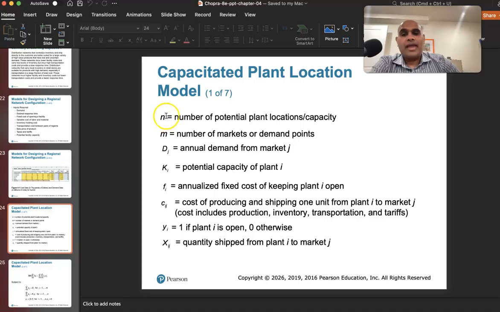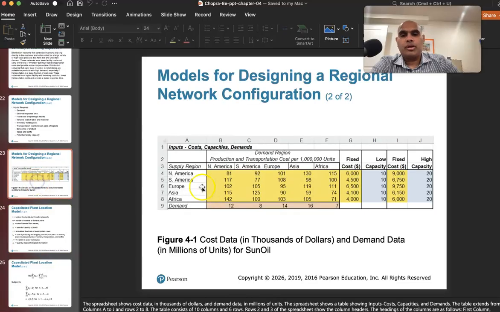And you say that N is the number of potential plant locations. M is the number of demand points, right? So N and M could be any numbers depending on the special case. Now, in this particular problem, N is 5 and M is also 5, right? So there are 5 potential locations for plants and 5 demand locations, right? So M is 5.